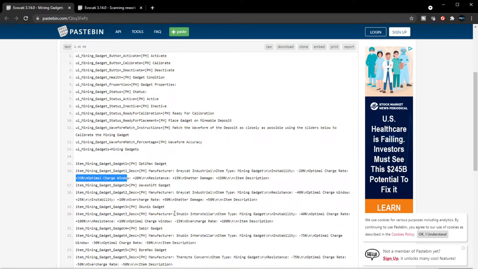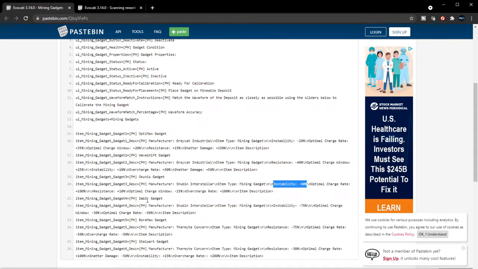The Oconis gadget is from Shubin, and the instability is going to be minus 40%. This is really good. Okay, I like this. I'm going to be using this for sure. Optimal charge rate will be plus 100%, so literally double your charge rate. Reduce instability and double your charge rate. Interesting. This is a really good one. Charge window with drawbacks: overcharge rate minus 50%. Ooh, it also doubles your overcharge rate as well. It could be potentially dangerous if you don't know what you're doing.